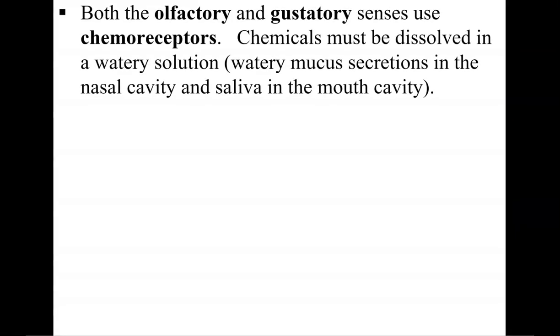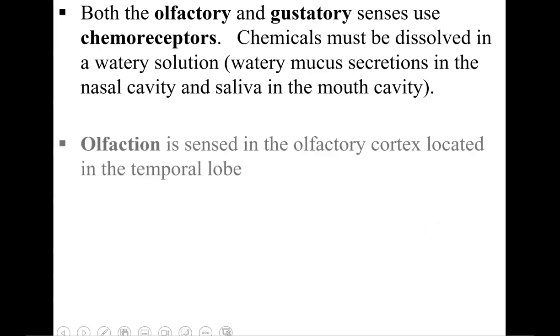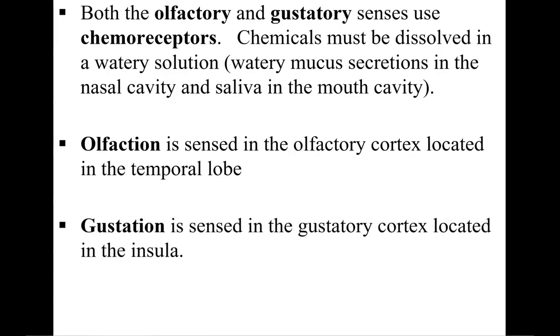Both olfactory and gustatory senses use chemoreceptors. So we've referred to these chemicals. For example, the chemical shape determines its taste, or how the chemical dissolves into the mucus in the olfactory sense helps to determine the smell. These chemicals have to be dissolved in a watery solution: watery mucus secretions in the nasal cavity and saliva in the mouth cavity. Olfaction is sensed in the olfactory cortex located in the temporal lobe, whereas gustation is sensed in the gustatory cortex located in the insula.